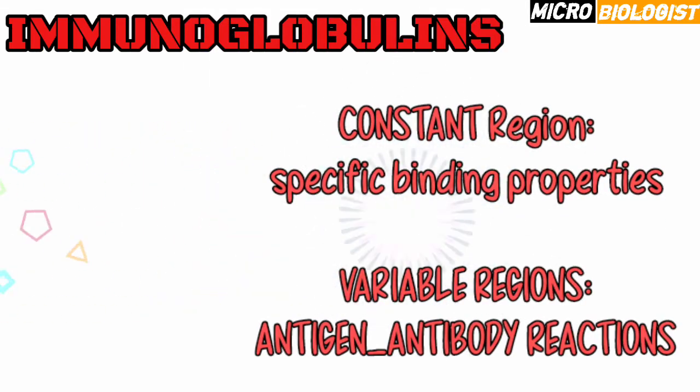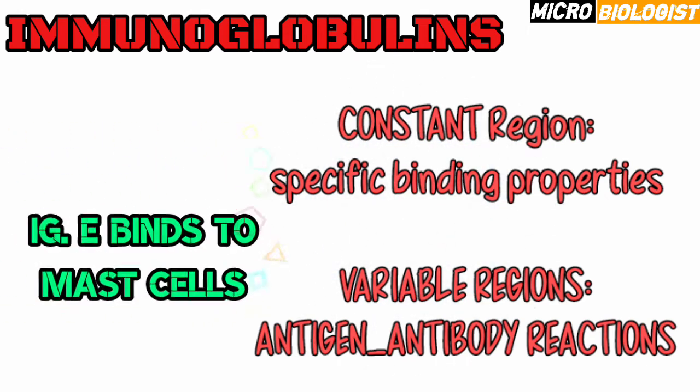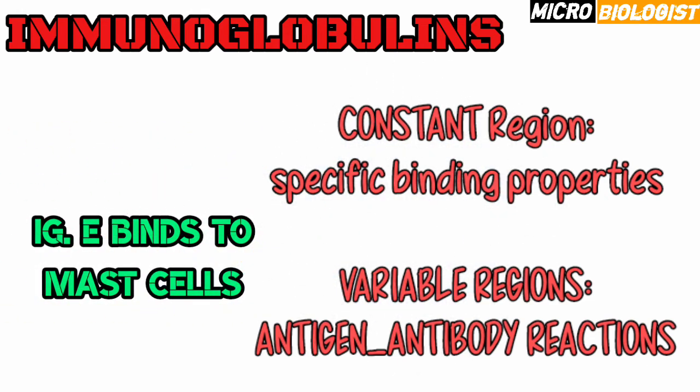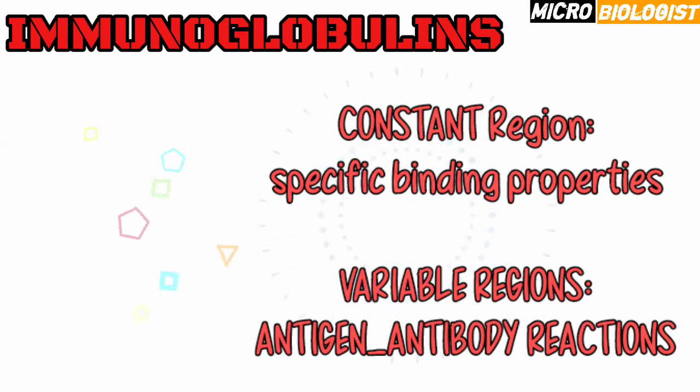Further, if we look at the constant regions, they have specific binding properties and they confer different properties to bind to different cells, such as immunoglobulin E, IgE, binds to the mast cells. Next, the variable regions determine which type of antigen will bind to which type of antibody. So it is a specific type of antigen antibody reaction.